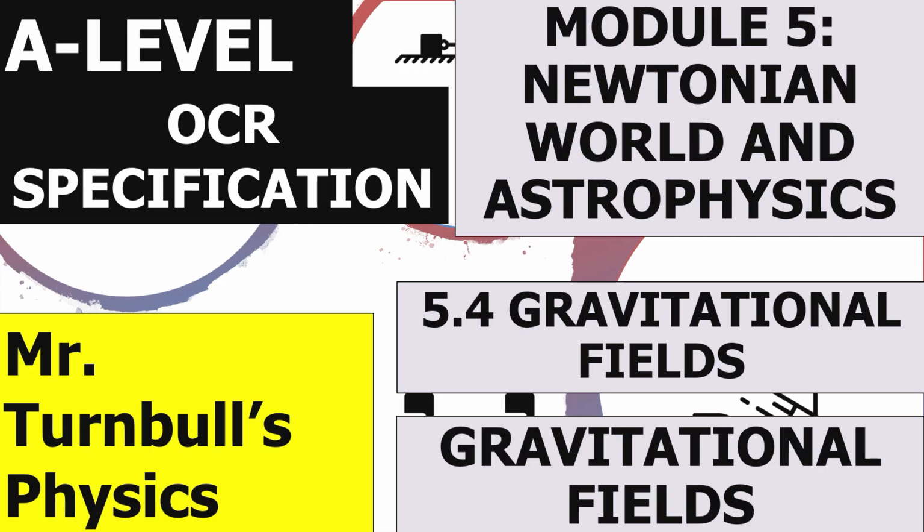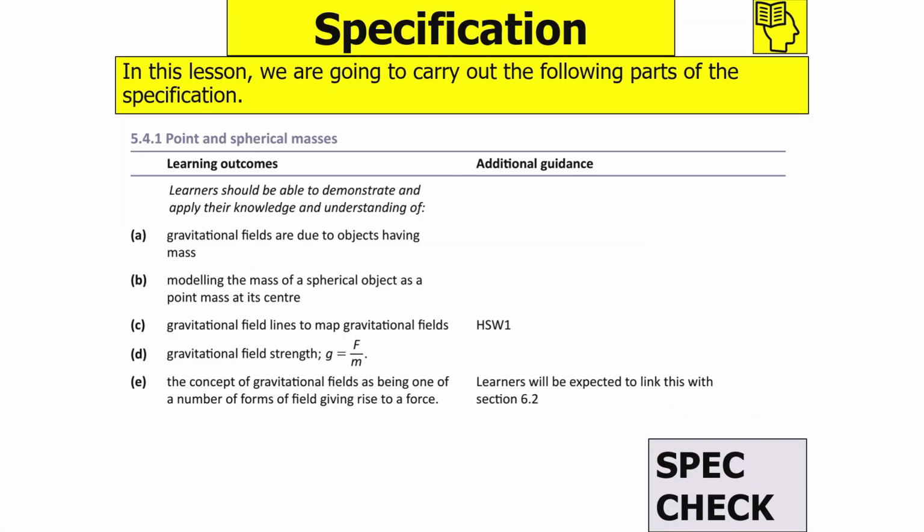Hello and welcome to this lesson for OCR A-Level Physics for Module 5, the Newtonian World and Astrophysics, in the concept of gravitational fields and looking at the idea of gravitational fields themselves. So in this lesson we're going to be looking at the following parts of the OCR A-Level Physics specification. So we're going to be looking at 5.4.1 point and spherical masses.